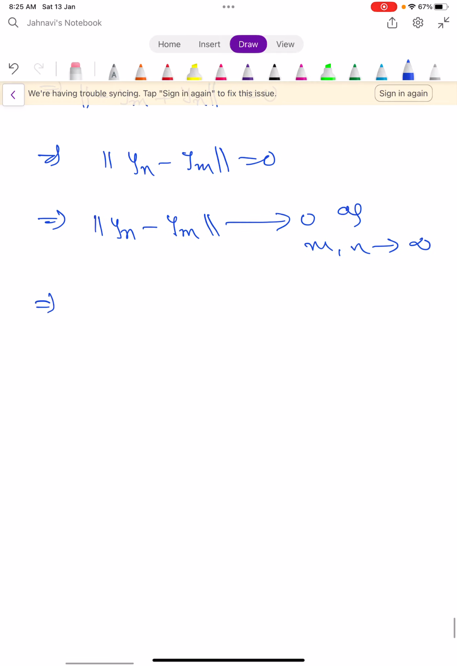This condition shows us the sequence yn is a Cauchy sequence in capital M. Yn is a Cauchy sequence in capital M.